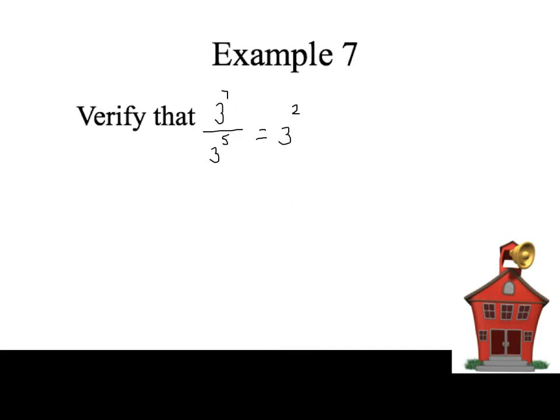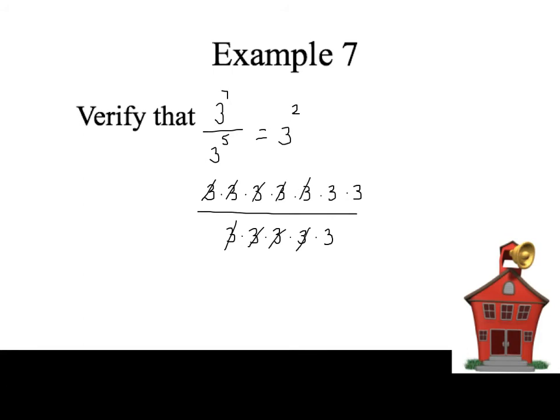In example 7, we're asked to verify that 3 to the 7th divided by 3 to the 5th is equal to 3 to the 2nd. Well, think of 3 to the 7th as repeated multiplication. It's 3 multiplied by itself 7 times. And 3 to the 5th is also repeated multiplication. It's 3 multiplied by itself 5 times. Well, 3 over 3 is equal to 1, as it is there, and there, and there, and there. So what's left is just 3 times 3, which is 3 to the 2nd.